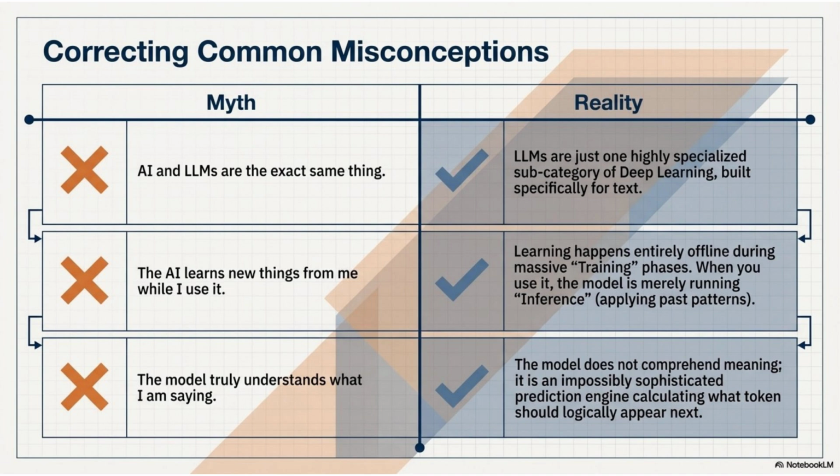Myth number 3. The model truly understands what I am saying. This is the big one. The model does not comprehend meaning. It is an impossibly sophisticated prediction engine, calculating what token should logically appear next based on statistical patterns. It doesn't understand your question any more than a calculator understands arithmetic. The results feel remarkably human, but the underlying process is fundamentally different from human cognition. Keeping this distinction in mind will make you a much more effective user of these tools.